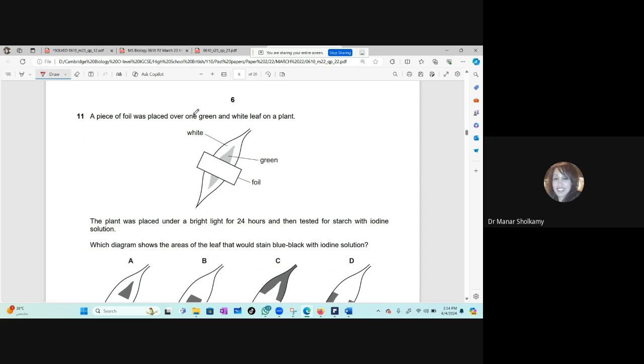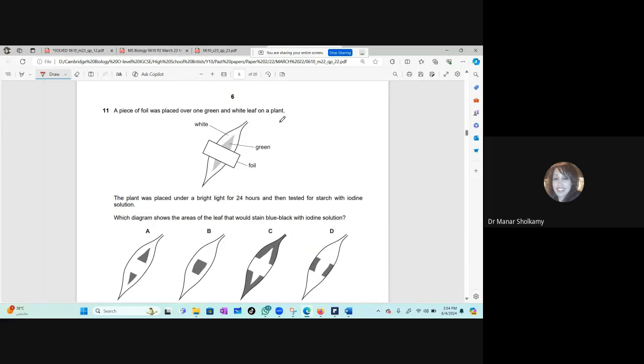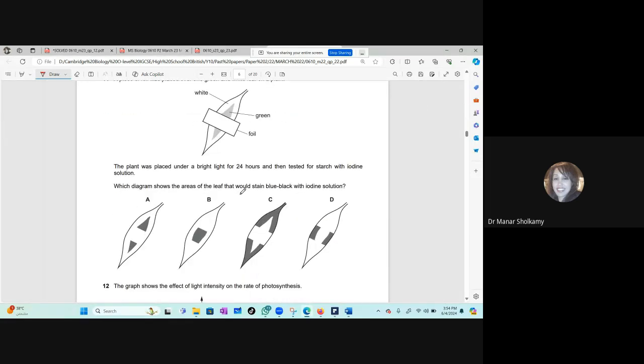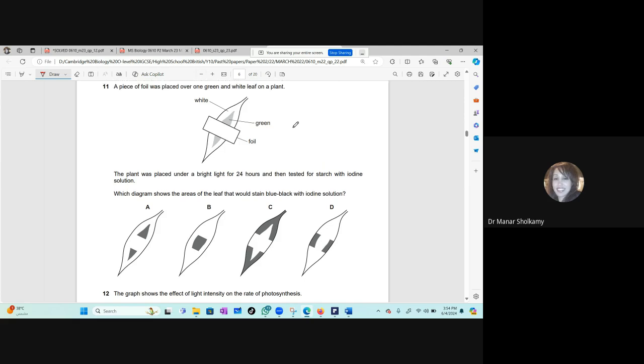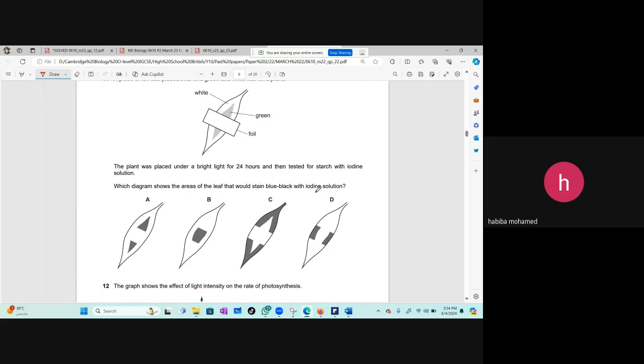A piece of foil was placed over one green and one white leaf on a plant. The plant was placed under a bright light for 24 hours and then tested for starch with iodine. The diagram shows the areas of the leaf that would stain blue black. Now, look at the diagram. Which one is the answer? A, B, C, or D? C? No, it's A, of course. The part that is green will give me a positive result, and the part covered by the foil and the white parts will give me a negative result.